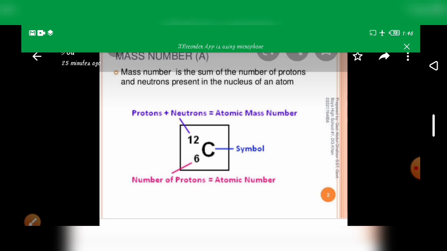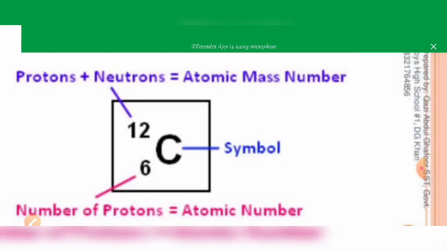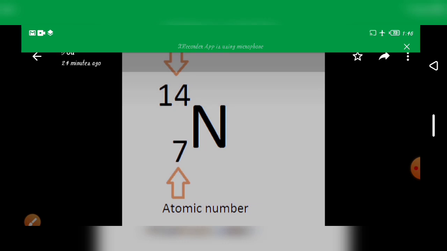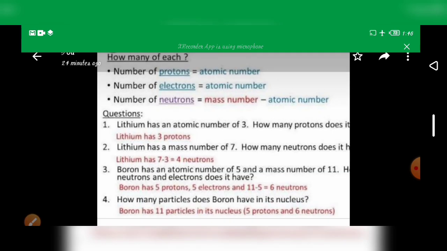See here also, I have given some examples with explanation. You have to calculate in your notebook. Okay, next you see here nitrogen also given, and again I have given how to calculate for those elements. Number of protons, how will you calculate? That is the atomic number. Number of electrons equals atomic number. Number of neutrons equals mass number minus atomic number.